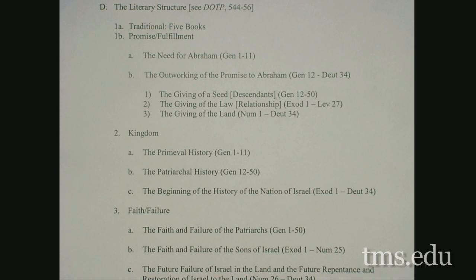And then Numbers 1 through Deuteronomy 34 now anticipates going into the land. And why does he start that at Numbers 1? Because Numbers 1 is the census of the men of Israel over 20 years in age and above who can go to war. And so he would see Numbers 1 as beginning now. Instruction has been given, relationship has been established. Now Israel has to prepare itself to go to war to take the land. And so the giving of the land is what he would see in the latter part of the Torah.